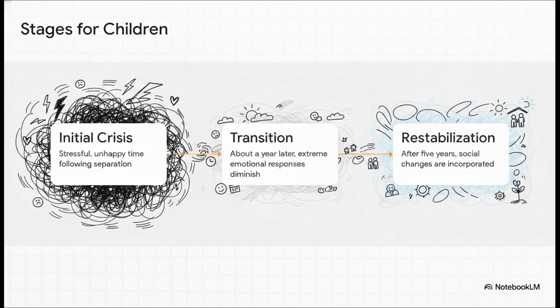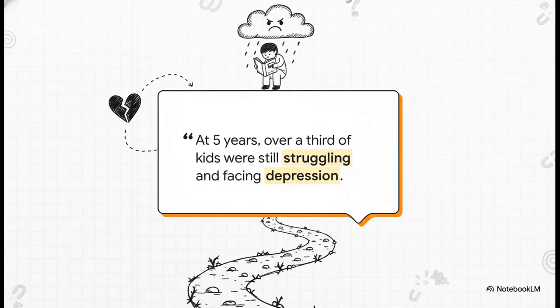First up is the initial crisis, a highly stressful, unhappy time of conflict right after the separation. But fast forward about a year, and we see the transition phase, where those extreme emotional responses start to fade. Finally, we hit restabilization around year 5. This data is actually pretty reassuring, because it shows that the intense initial shock does eventually settle into a restabilized daily life. But wait, what about the long term?